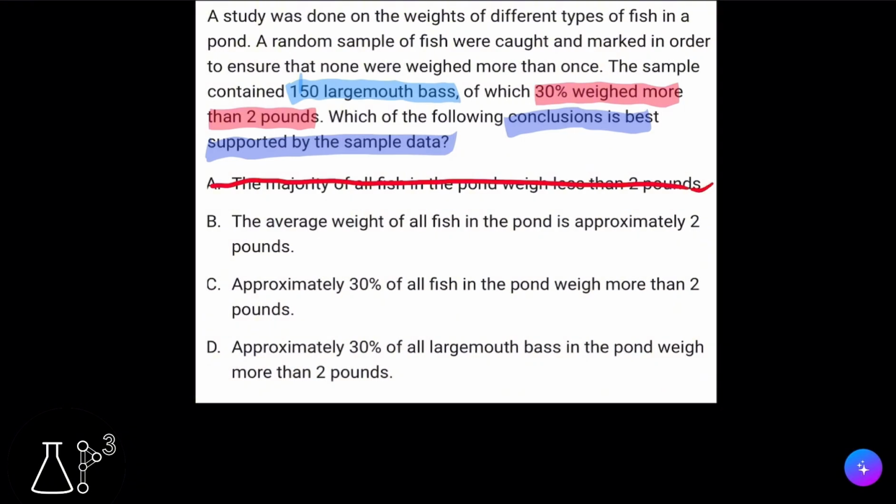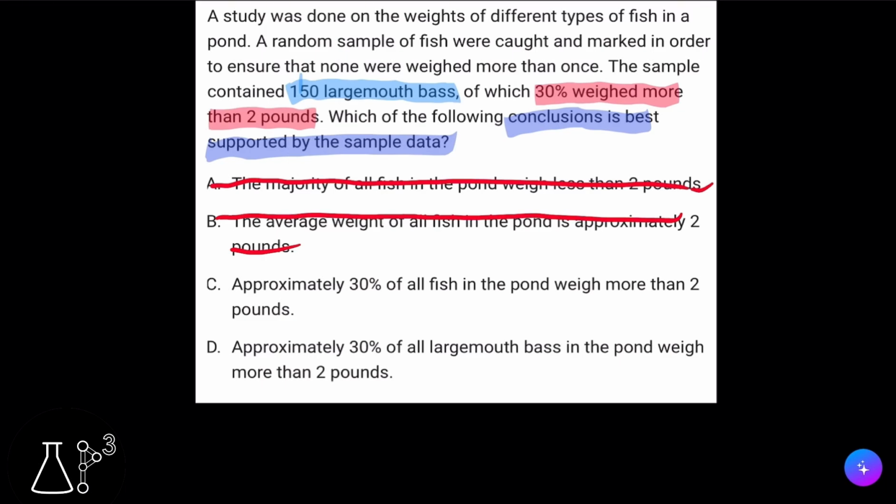Same problem with A, it's not specific enough, and we're talking about average, and that's the mean. And we can't find the mean because we're not given really any numbers to look for the mean, so B is also incorrect for 2 reasons. Let's look at C. Approximately 30% of all fish in the pond weigh more than 2 pounds. It's right that it says approximation because it's just an estimate, not exactly the actual value.